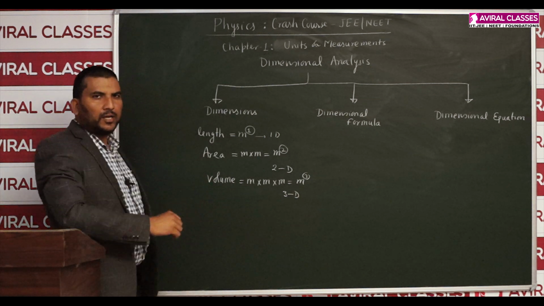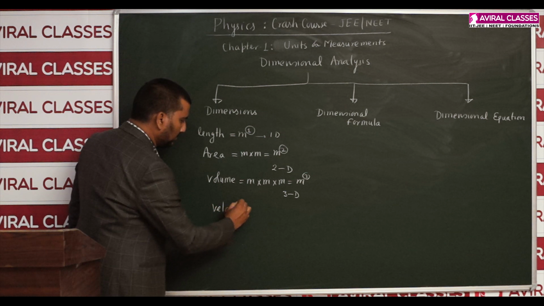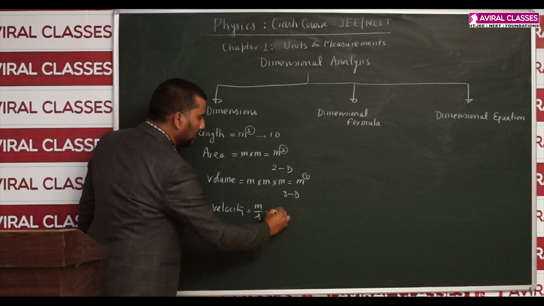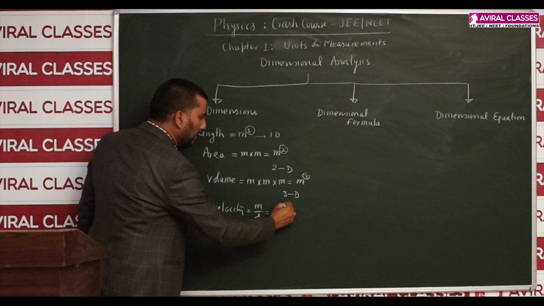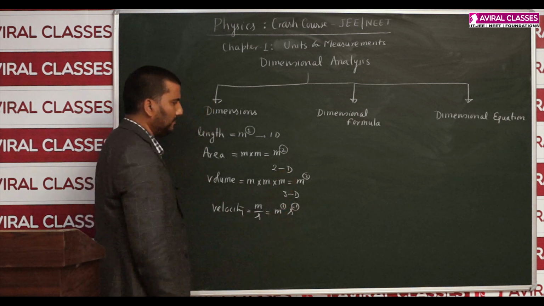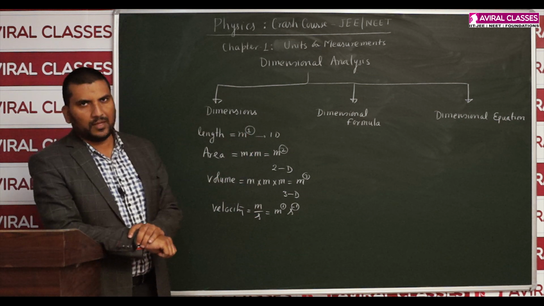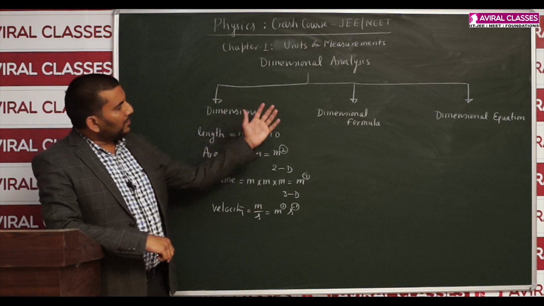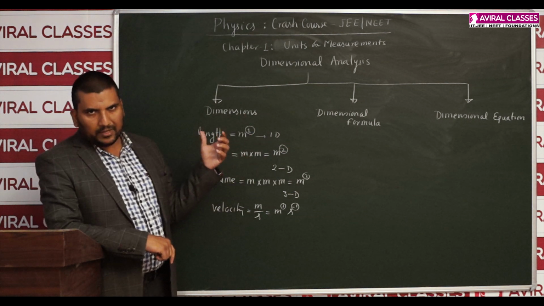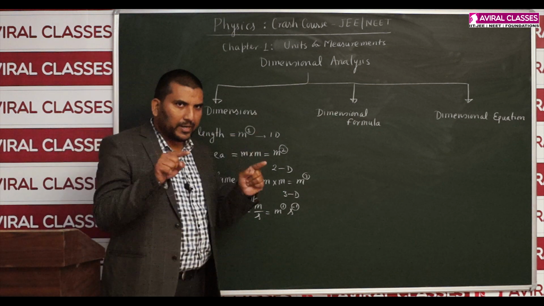If I write speed or velocity, as you know, it is meter upon second. So its dimension is 1 in length and -1 in second. Now what is called dimensional formula? When we write the dimensions of any physical quantity in a definite, systematic pattern, we call it dimensional formula, in a double bracket.